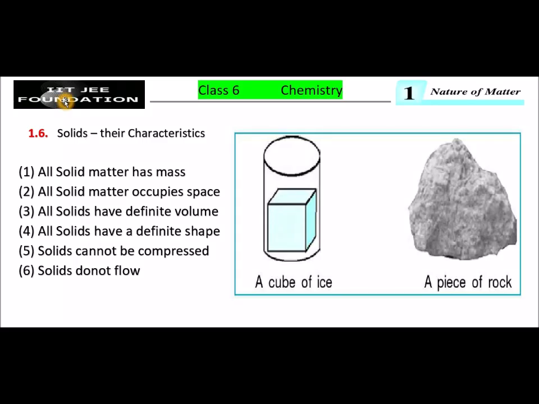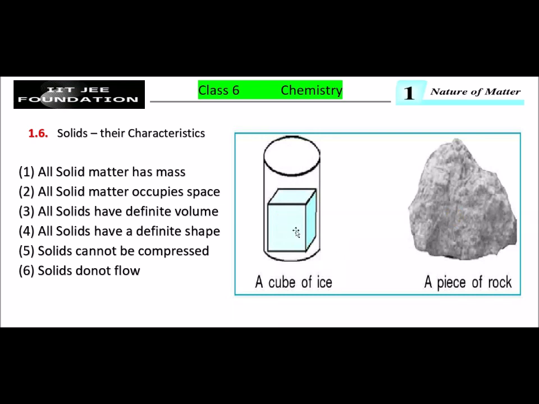Dear students, in this video I explain the fourth characteristic property of solids. All solids have a definite shape. See this image. Take a small tumbler and a cube of ice, the blue color one. Small tumbler, ice cube, and a piece of rock.